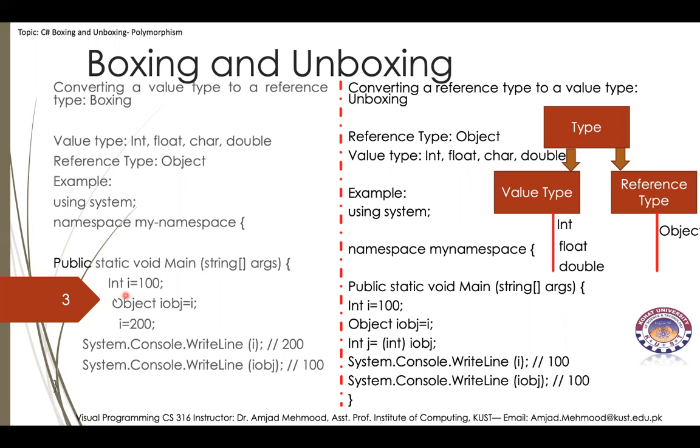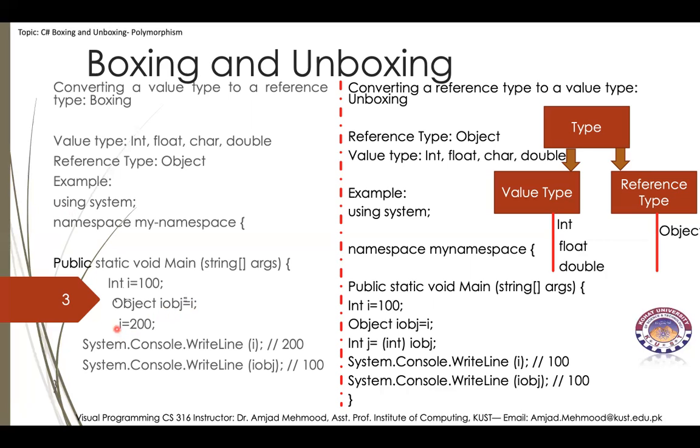Here you can see I have integer value of 100, and then I assign the integer value to the object value. In this step we are converting the value type as integer. I is integer type, which is value type. So I am assigning the value type to reference type. So this is called boxing.